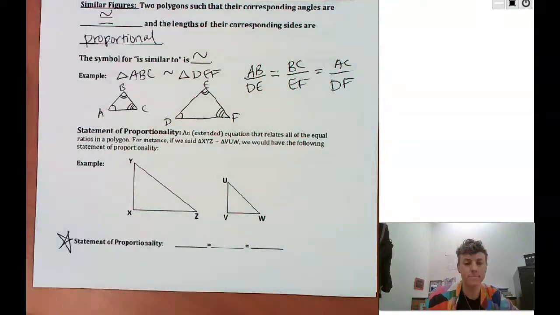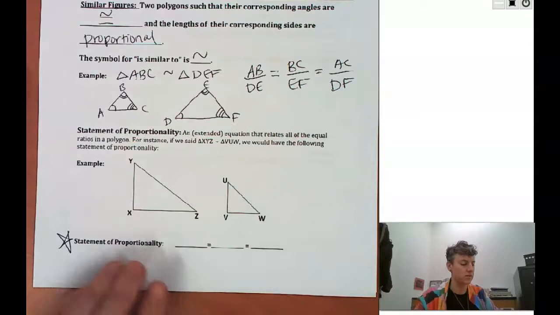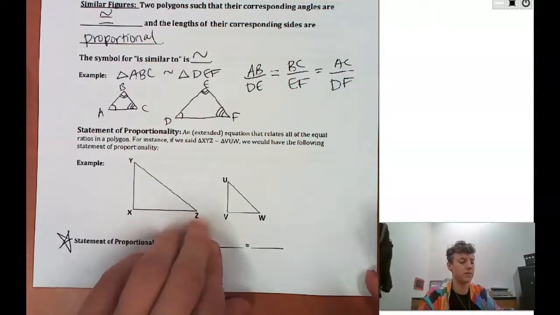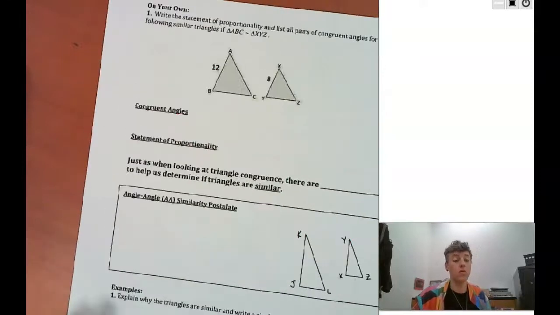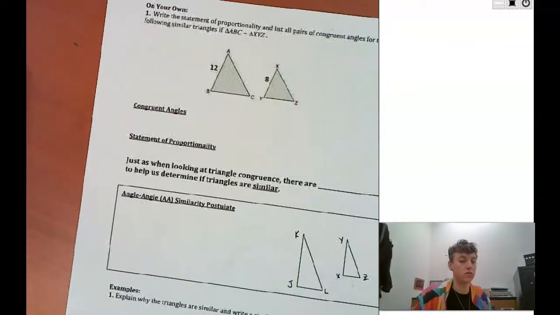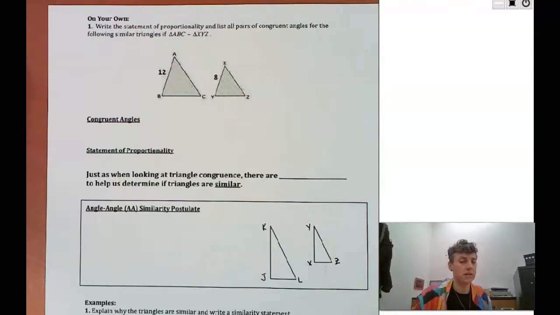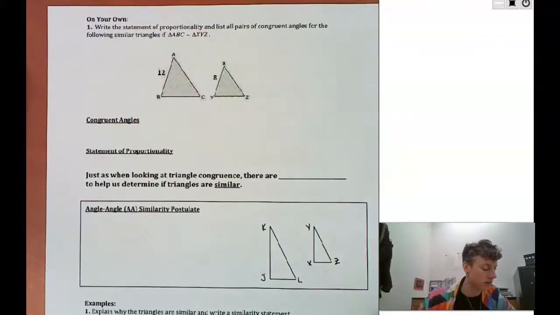For sure. All right, once you finish with that, we're going to go on to the next page. Ready? Oh, that was so quick. So fast. And this one says, on your own. Write the whole thing on your own, the statement of proportionality, and list all the pairs of the congruent angles for the following similar triangles. If triangle ABC is similar to triangle XYZ.